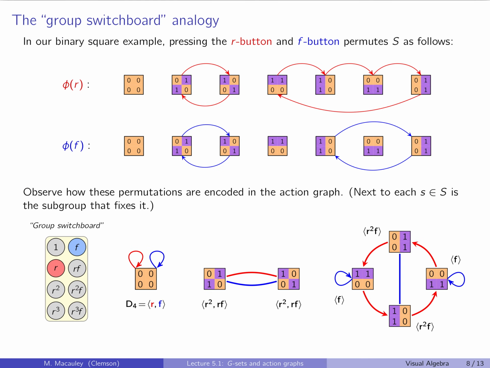In our binary square example, pressing the R button and the F button permutes S as follows. Now, some people like to write this edge for a loop, but you don't really have to. But R will fix this. It swaps these two states, and then it cyclically rotates these four states. And then F will fix these three, and then it swaps these two. Observe how these permutations are encoded in the action graph down here. You can see them. And once again, next to each S, I have the subgroup that fixes it.